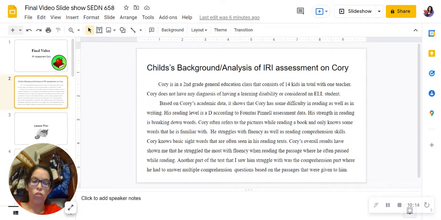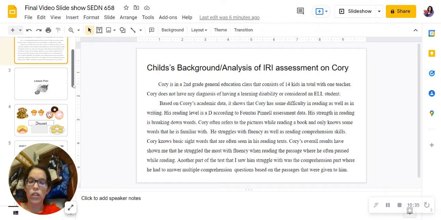His overall results showed that he struggled the most with fluency when reading the passage and often paused while he was reading. Another part of the test that he did struggle with was the comprehension part, where he had to answer multiple comprehension questions based on the passage that were given to him. So I'm going to go right into teaching the lesson and also giving brief backgrounds on each component of my lesson.